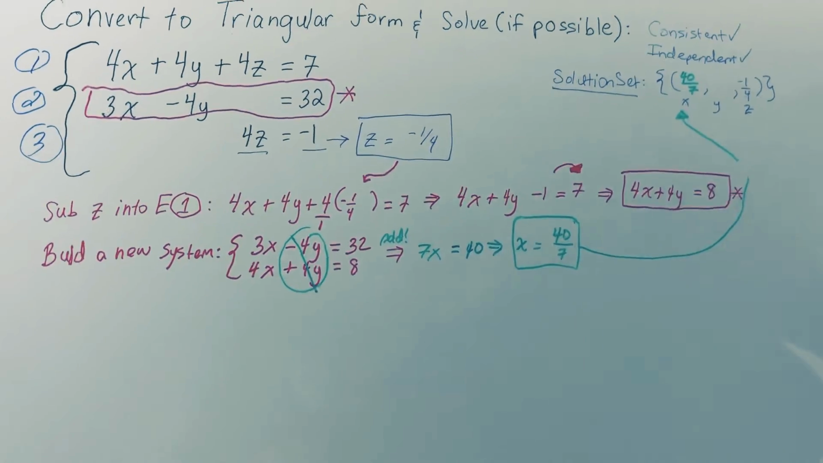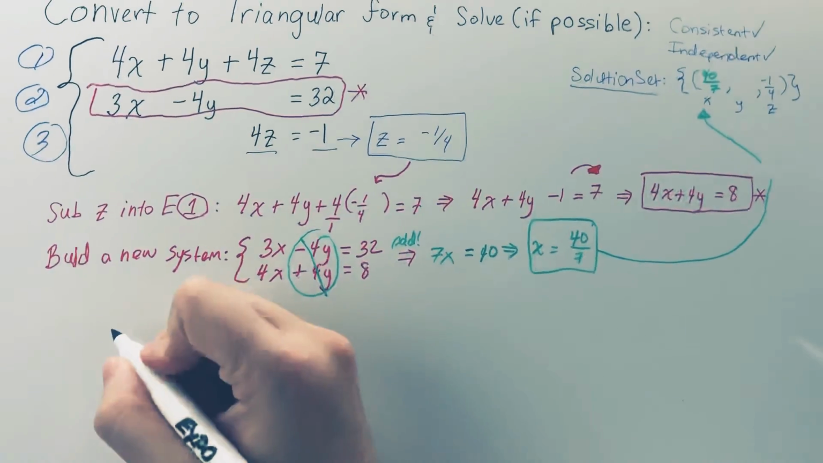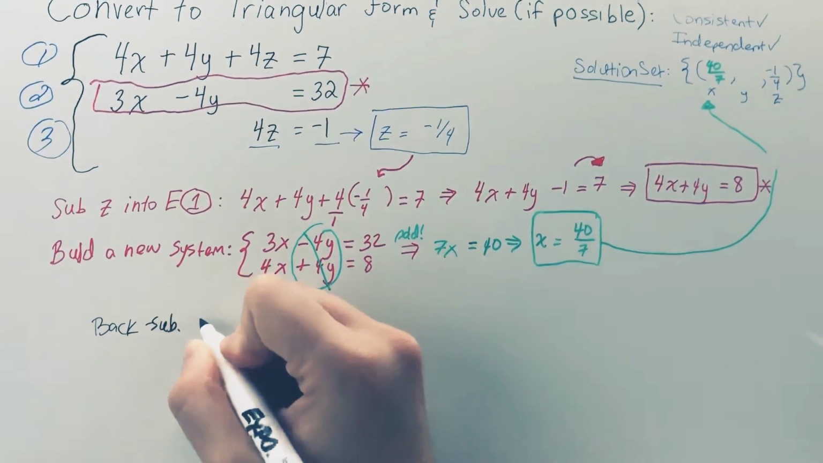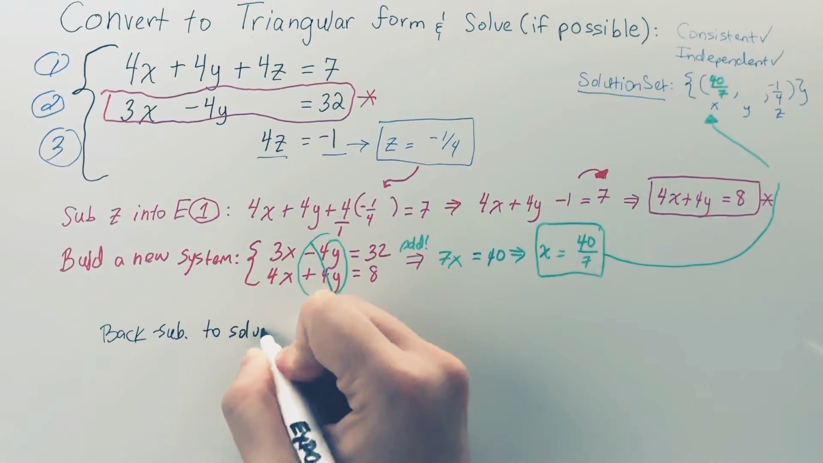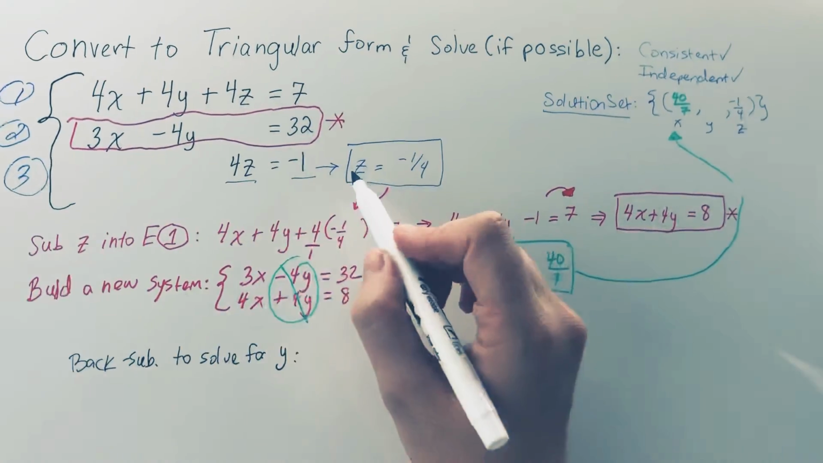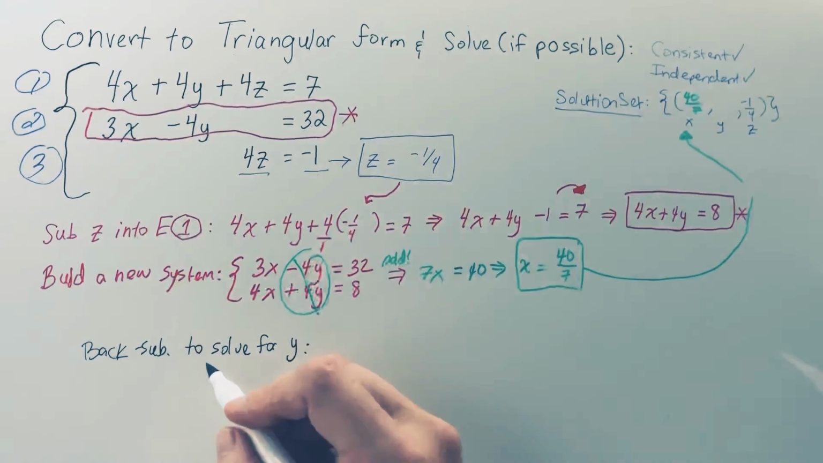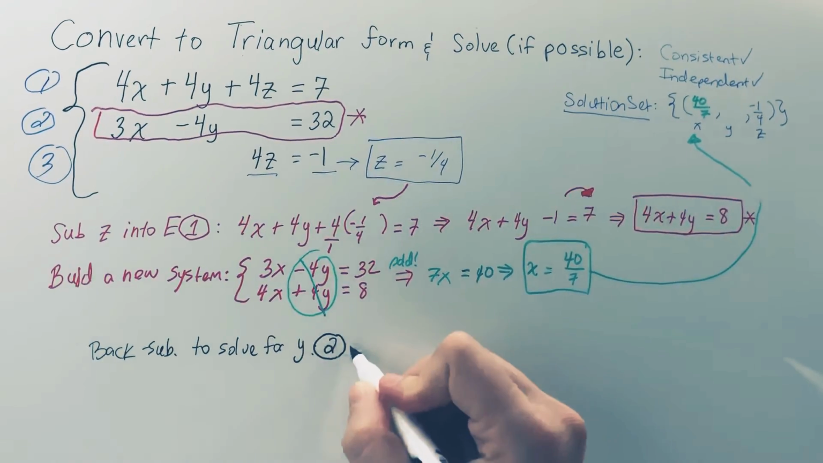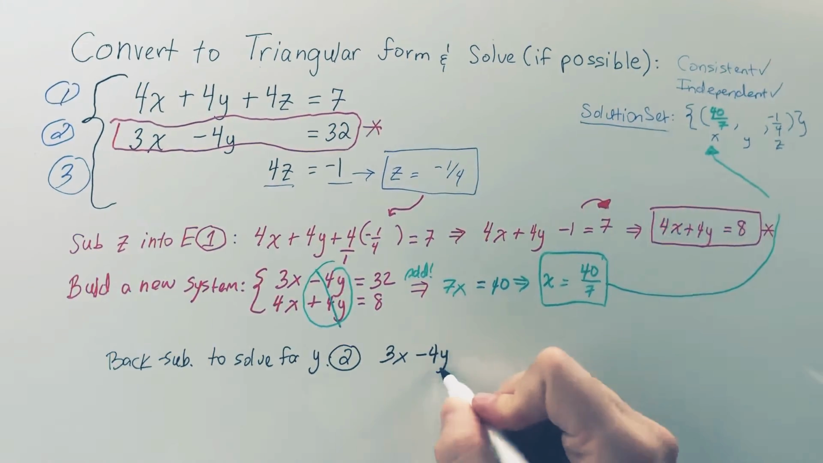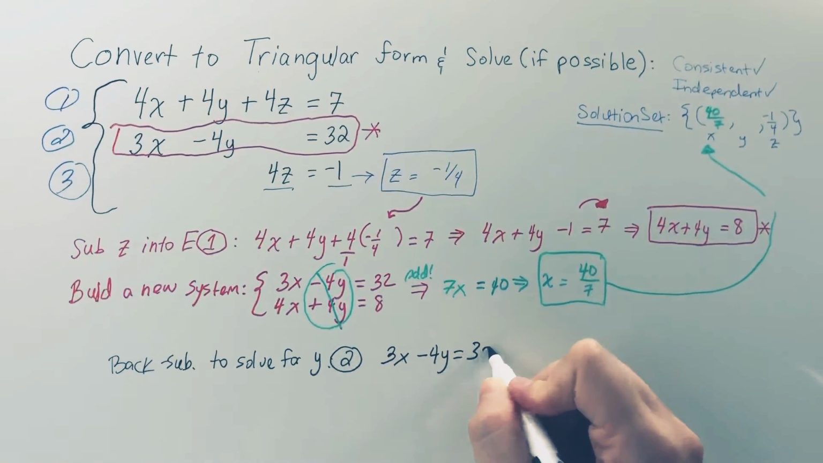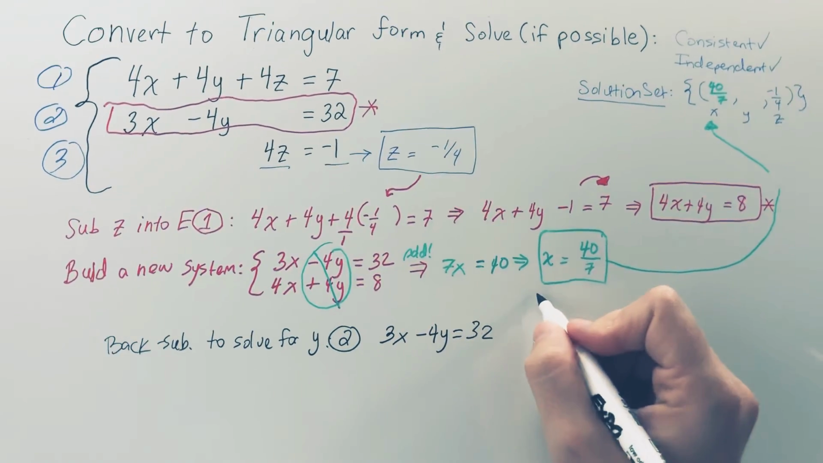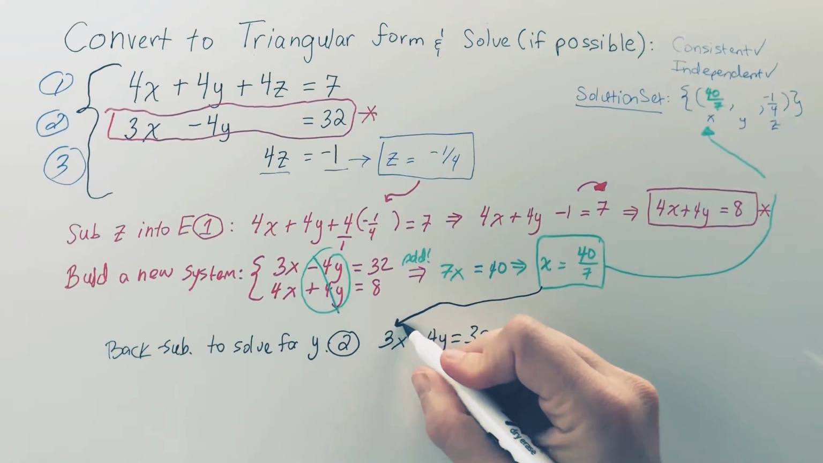So let me grab another color like black. We're going to back substitute to solve for y. We pick either of the two equations that have just two variables. I'm going to go back to equation 2, for example, and that was 3x minus 4y equals 32. Okay, and I'm going to replace x with what I know it should equal, 40 over 7.